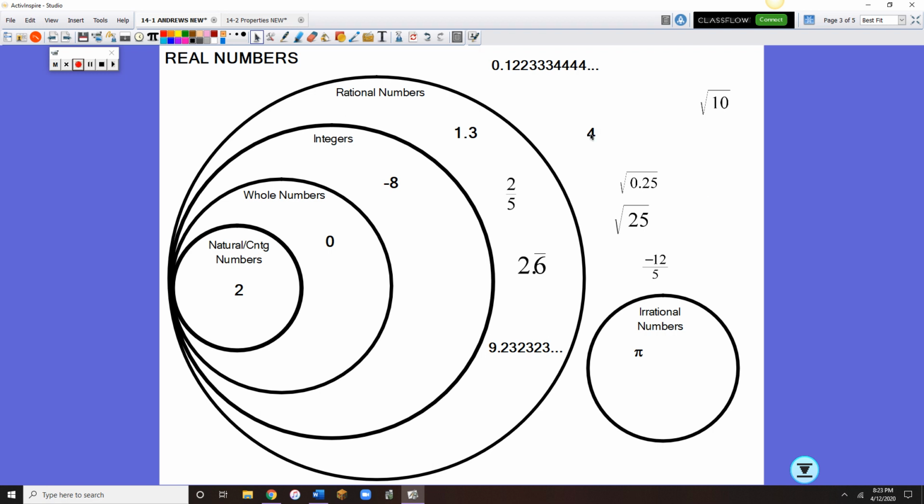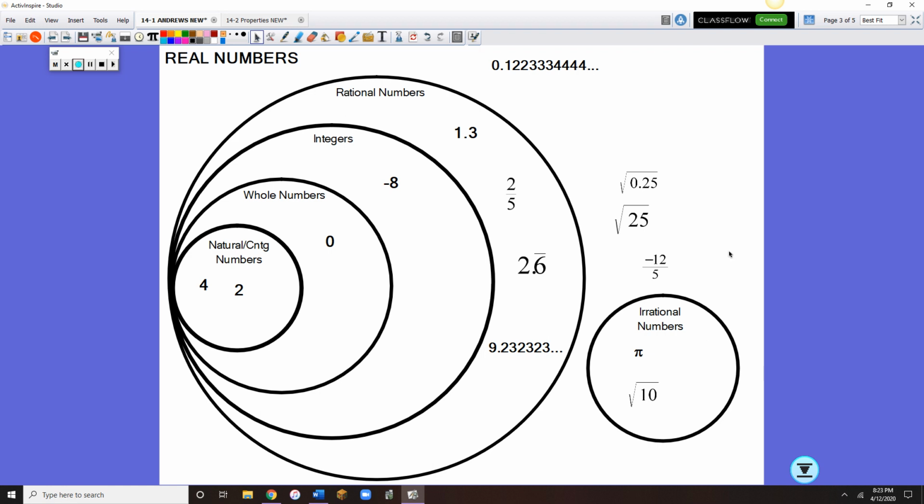4. Well, 4 is kind of like 2 that we have over here. So 4 is rational, but it's also an integer, and a whole number, and it's a natural or counting number. So I can pull it all the way into this smallest circle. All right, square root of 10, we talked about how square root of 10 would fill your calculator screen if you typed it in. So because it has a fill-the-screen type answer, it is irrational and goes down here in the irrational circle.